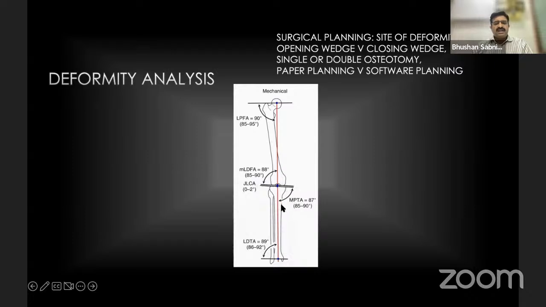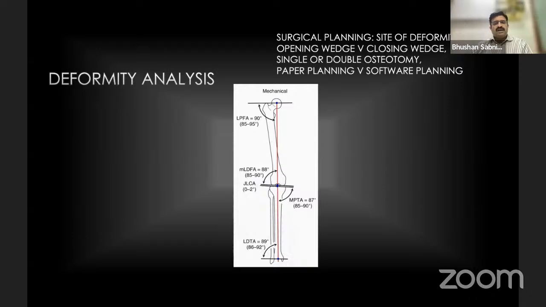And then you mark this angle, which is the MPTA, and this angle, which is the LDFA. MLDFA stands for the mechanical lateral distal femoral angle. Both are around 87, 88 degrees. Anything less than 85 indicates metaphyseal varus on the tibia, and that is what we are concentrating on.